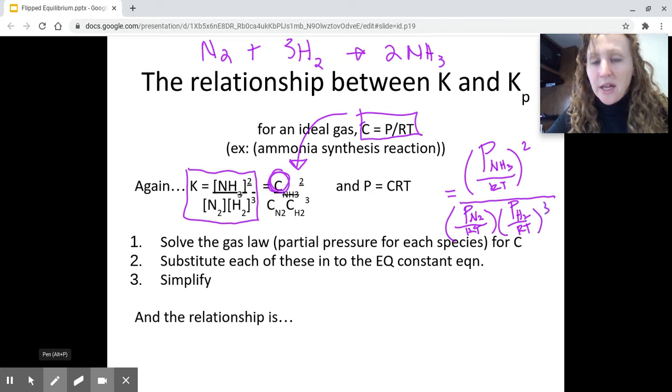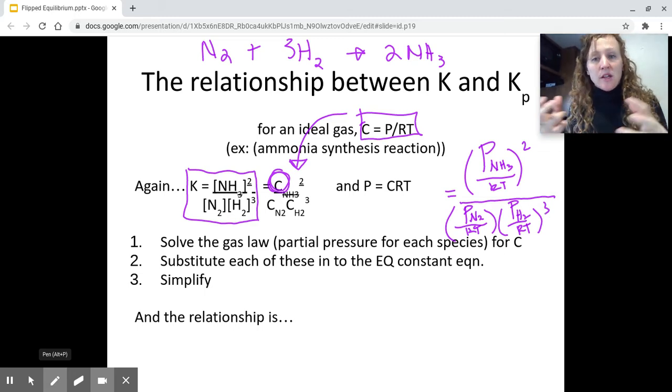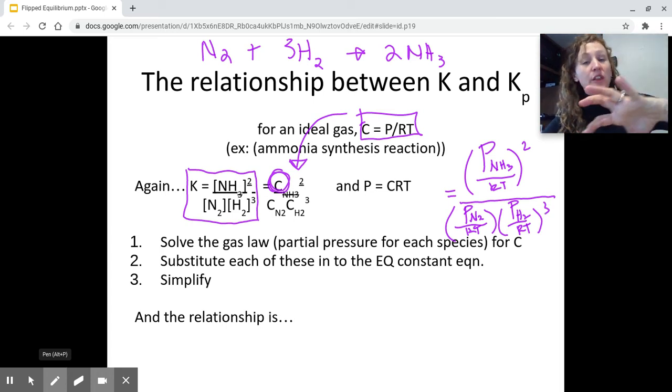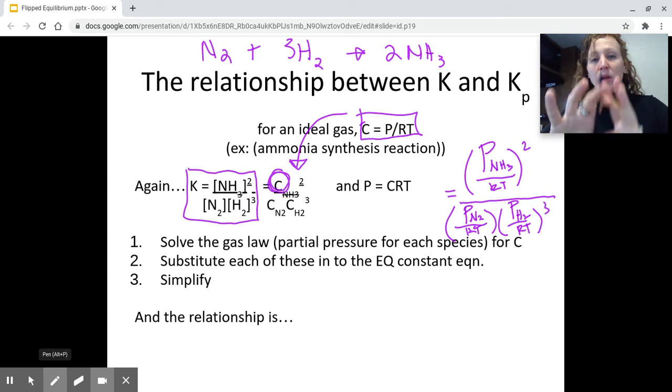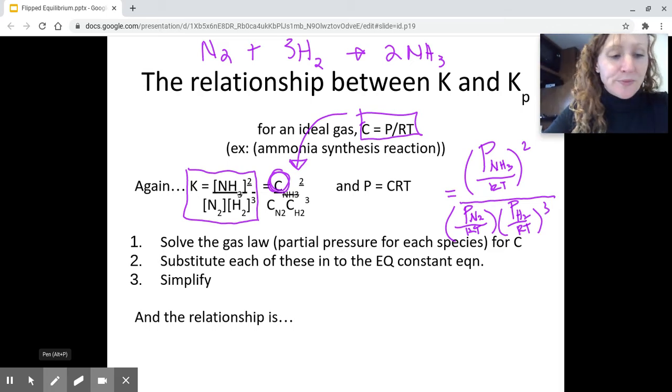Raised to the first. Same for hydrogen, raised to the third. Again, we are looking for that relationship between K in terms of concentration and K in terms of pressure. We're trying to derive a set relationship so that if we're given one K, we can solve for the other K. All right, so now that we have substituted in this relationship for concentration, let's simplify this. I want you to pause the video here and see if you can simplify this relationship. Pull out all the constants, group them together, pull out anything that's going to vary between all your equilibrium positions, put them together, and go.